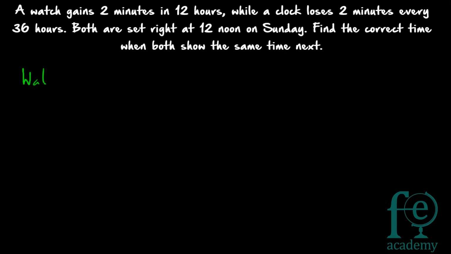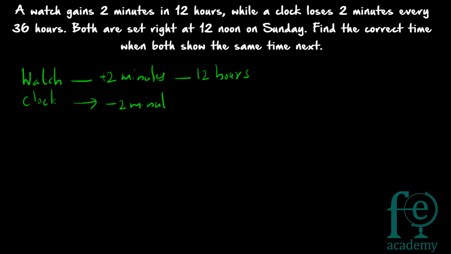There is a watch which is gaining 2 minutes in every 12 hours. And what about the clock? The clock will be losing 2 minutes every 36 hours. Both the watch and the clock are set right on a particular Sunday at 12 noon. So next, when will both be showing the same time? So that is the question.